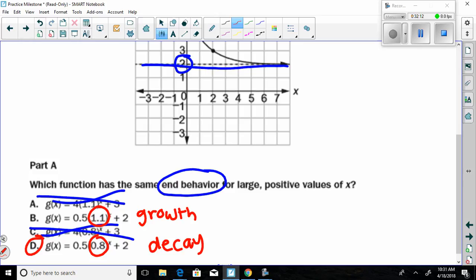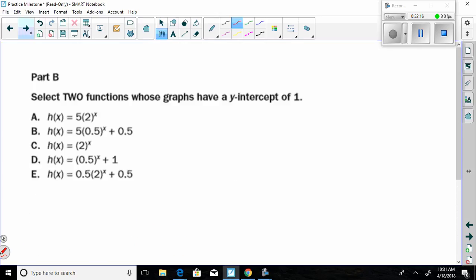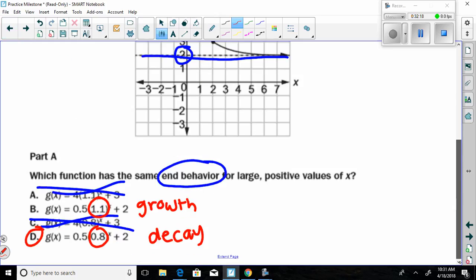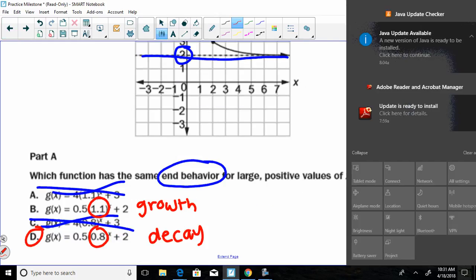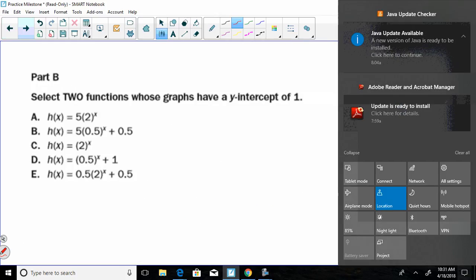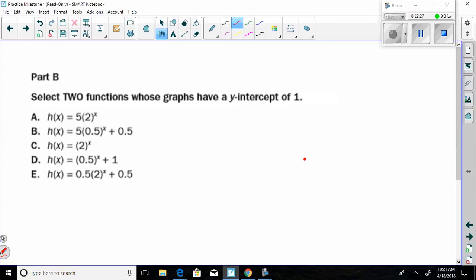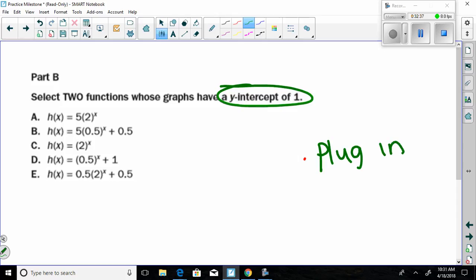Does that equal 1? No. Next one: anything to the 0 power is 1, plus 1 times 2, that's not 1, so this is probably it. Anything to the 0 power is 1. 1 times 0.5. 0.5 plus 0.5 is what? 1. So remember, it doesn't matter if it's linear, exponential, quadratic, it's always the exact same thing you do. You plug in 0 for x to get your y-intercept.